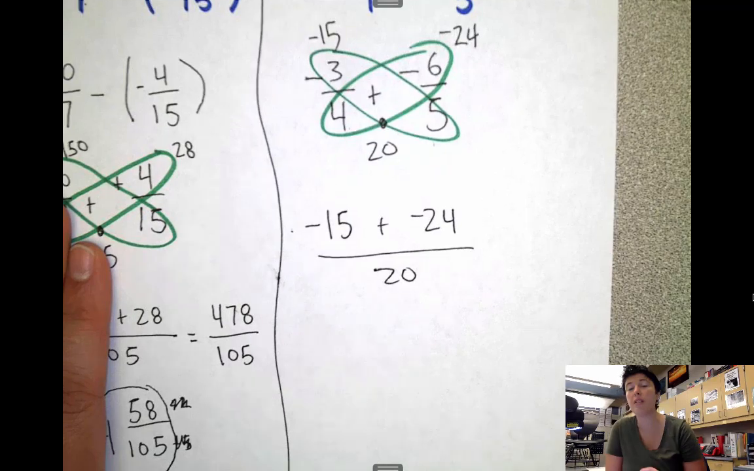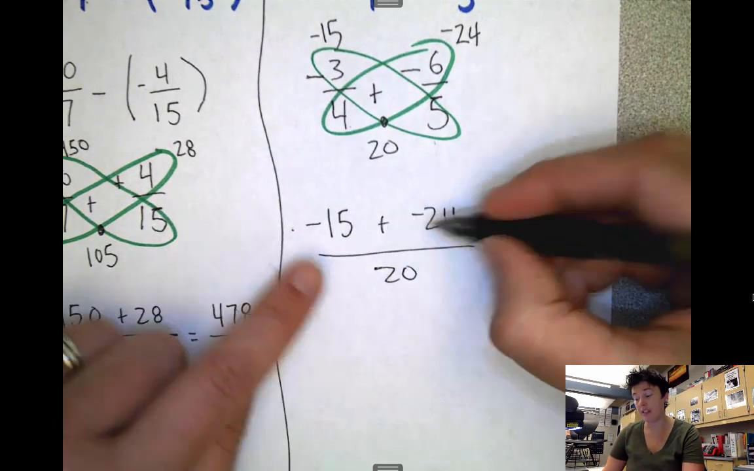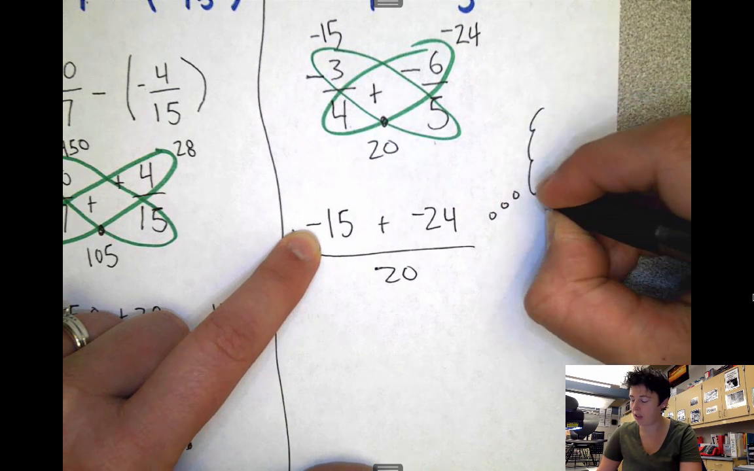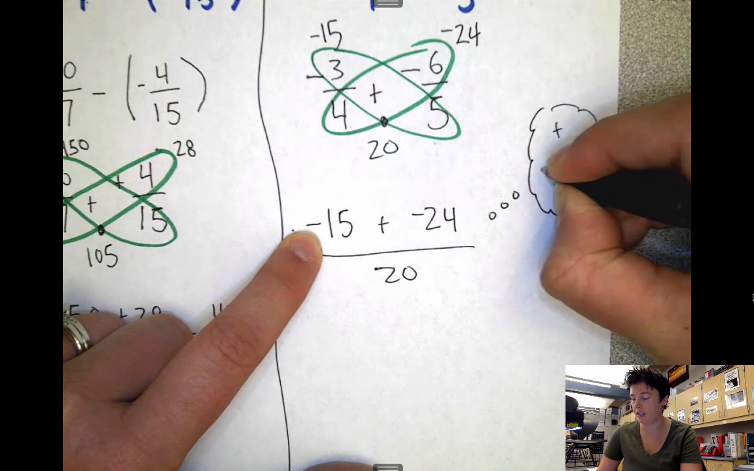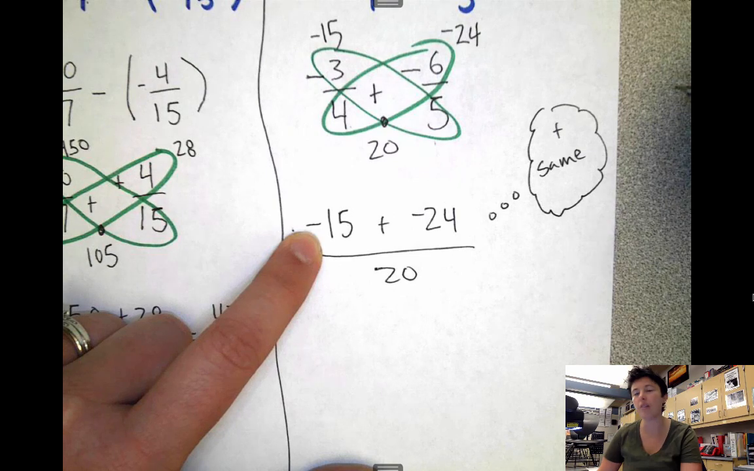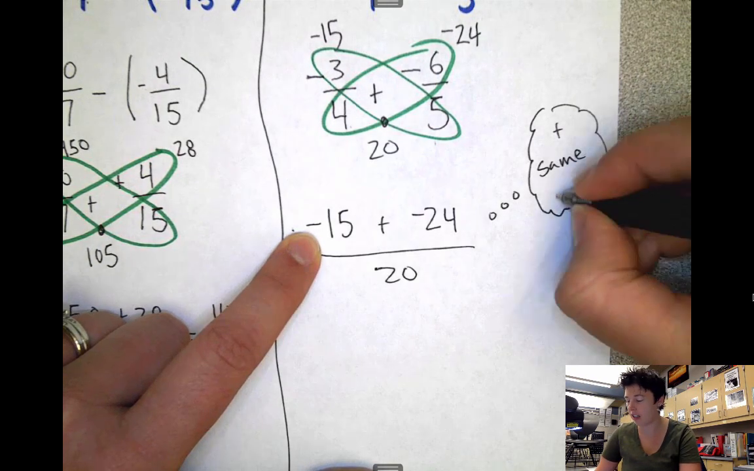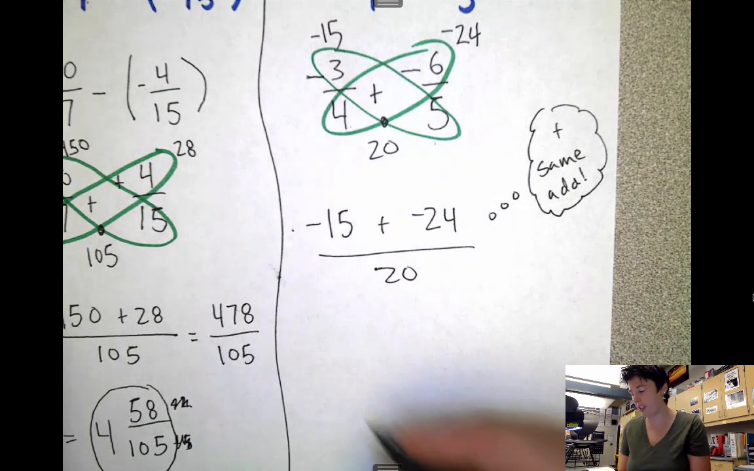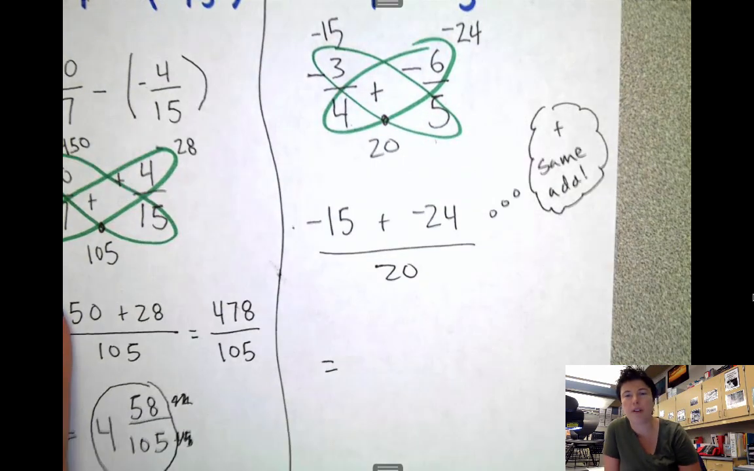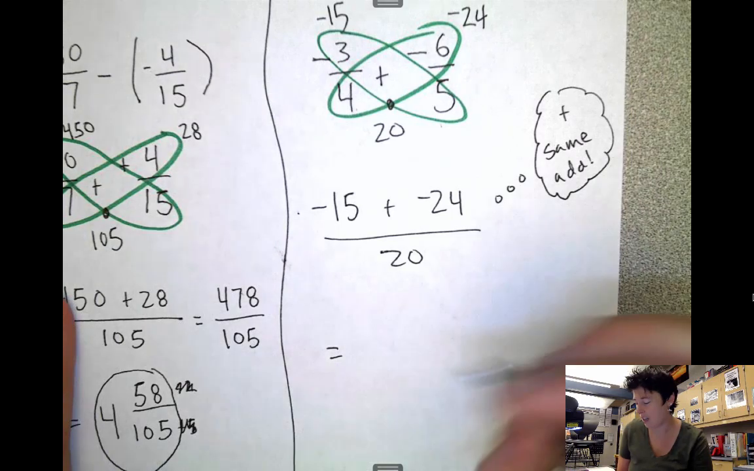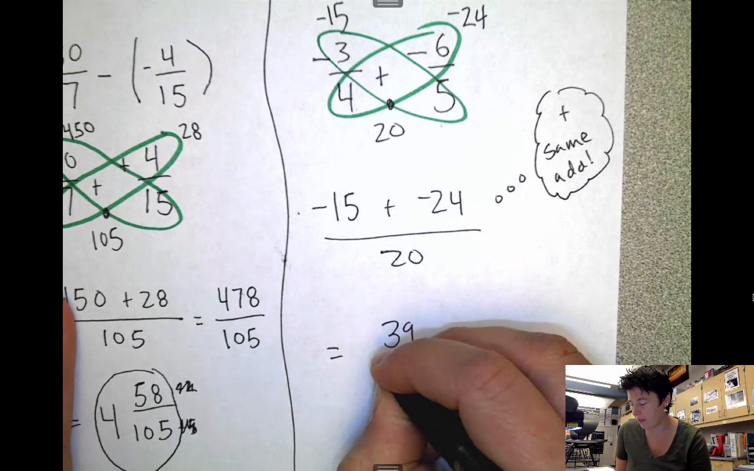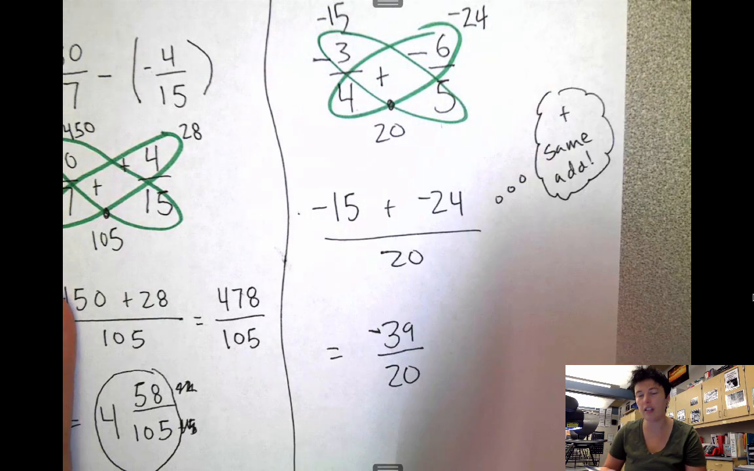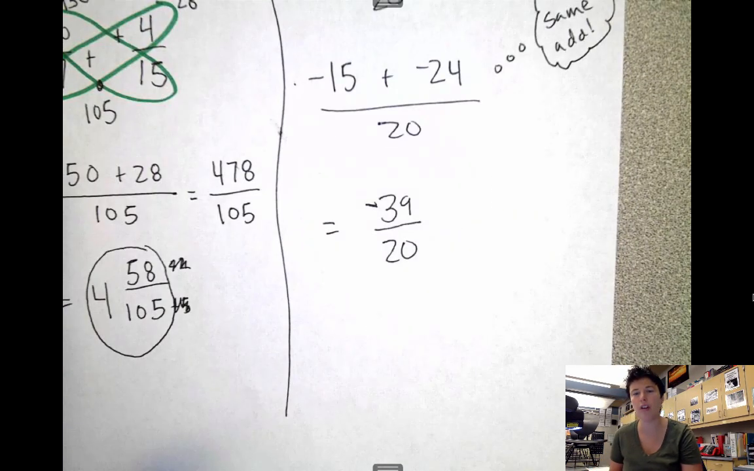All right, now I'm seeing adding with the same signs. I see 2 negatives. So in my mind, I'm thinking about my integer rules. I see addition. I see same signs. So I'm thinking, oh, add the numbers, keep the sign. All I got to do is continue to add. So 15 plus 24, that's what I need to figure out. What is 15 plus 24? Well, that would be 39 over 20. And because they're both negative, so is this. Negative 39/20. Cool.